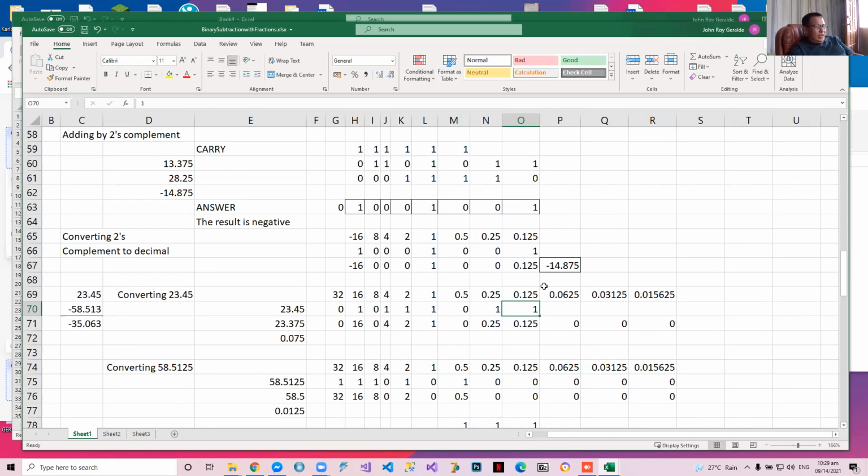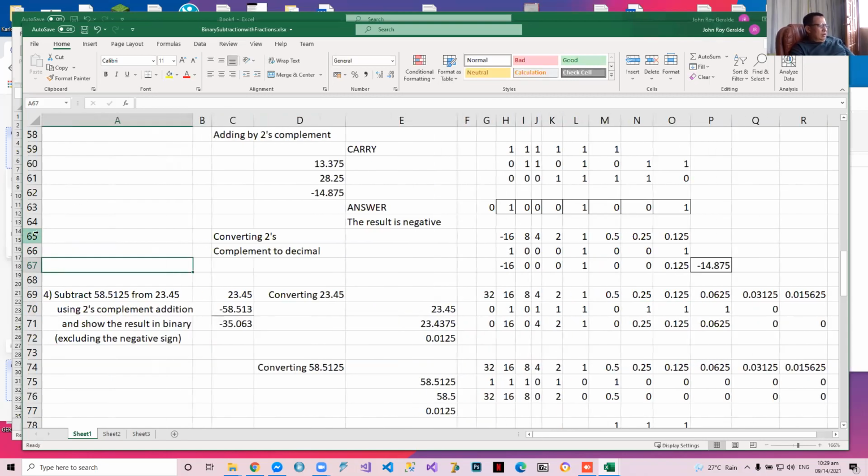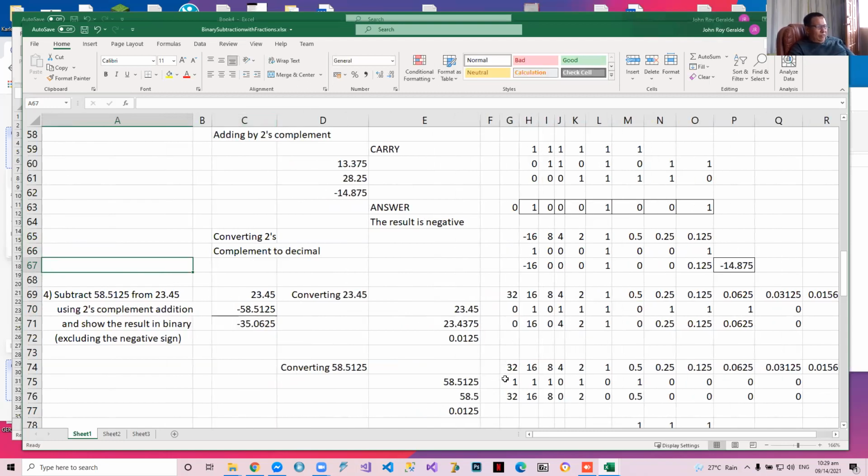0.2. Yes, we can subtract. We can also subtract this. Can we subtract this? No. Can we subtract this? No. Hanggang dito na lang tayo, no? Do you follow? That's 23.45. Then the next number is 58.5125.